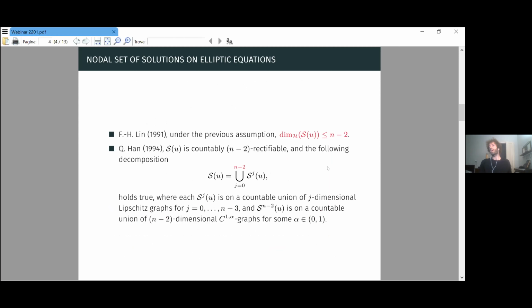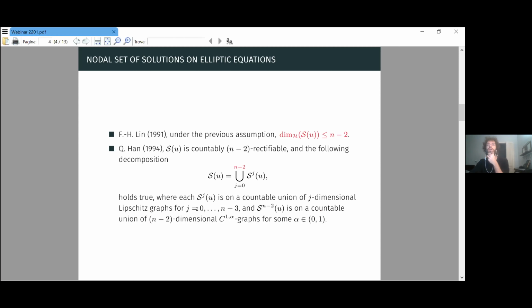And a few years later, Han tried to understand what is the structure of the singular set. And he proved that you can find a collection of strata, S_j, for j between zero and n minus two, and that the singular set can be decomposed as the union of these S_j. These S_j can be very, very irregular, but at least each S_j is contained in a countable union of j-dimensional graphs.